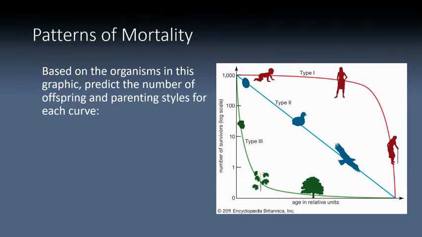So what you should do is pause the video here. For each of these creatures, write down the number of offspring they have, like small, medium, or large number of offspring, and then their parenting styles. Do they offer a lot of parenting, a little bit of parenting, or no parenting, like no care for the offspring? So why don't you write that down for type 1, type 2, type 3, pause the video, and then come back and restart it when you're ready to compare what I'm going to say to what you wrote down.